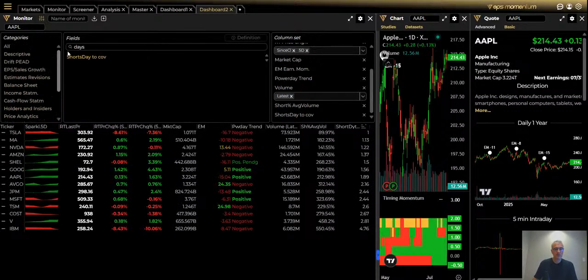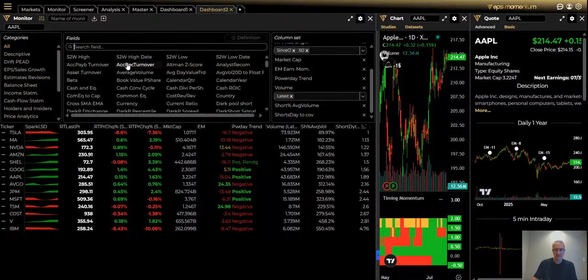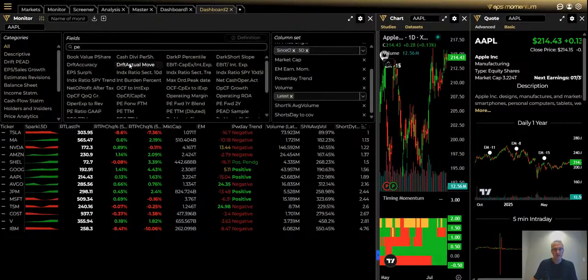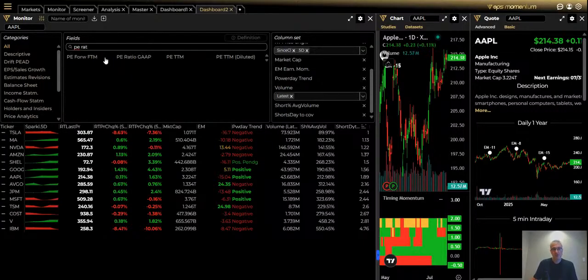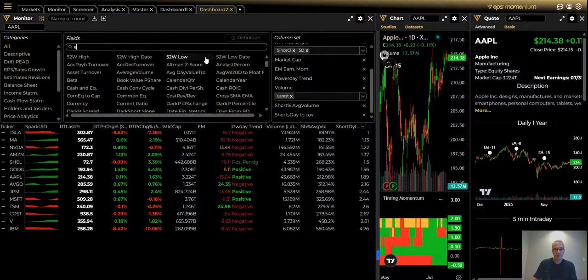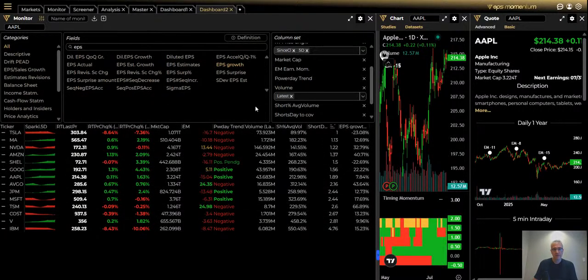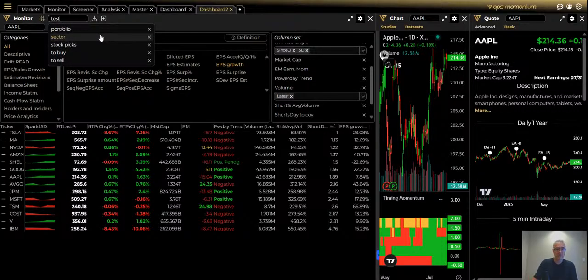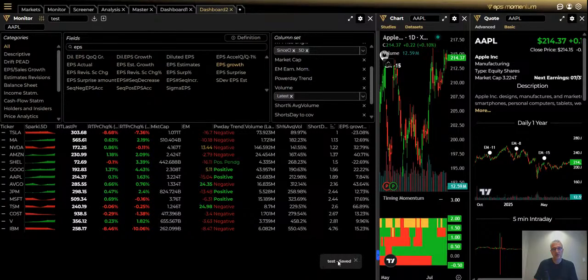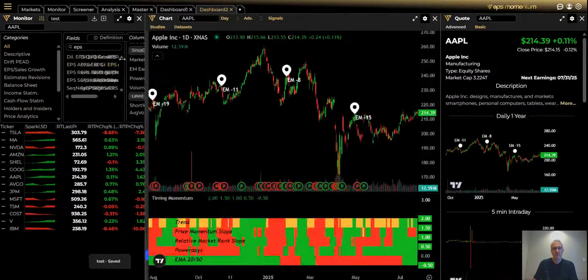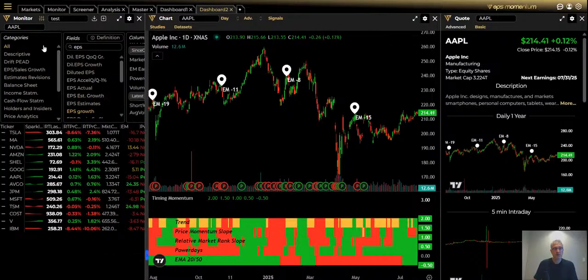But any fundamental data or anything is here. So say PE ratio, you can get all this, or earnings per share, growth, you can get that. It's really easy to set it up. Once you're done, you just save the monitor. So you name it, and let's say I'll call it test, and then I click on save monitor, and it will save. Test monitor saved. All right, I'm done with the focus on this. I have my monitor that is set up.